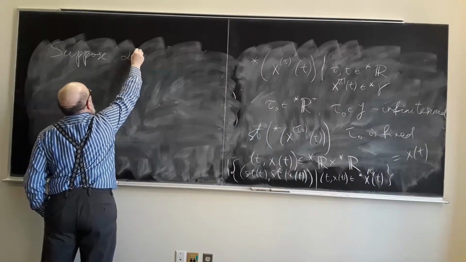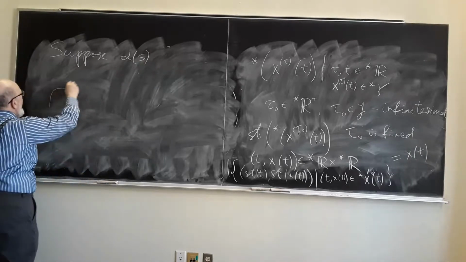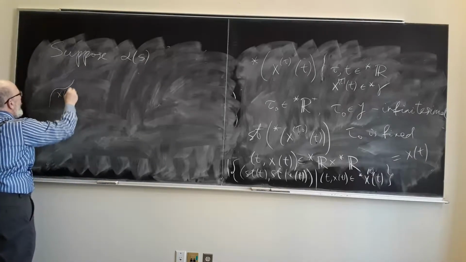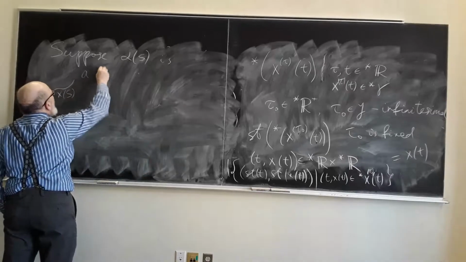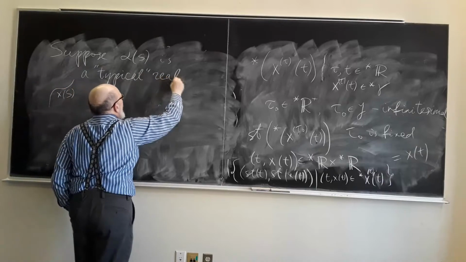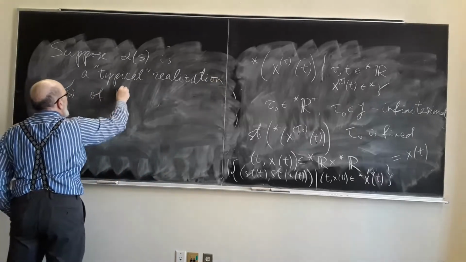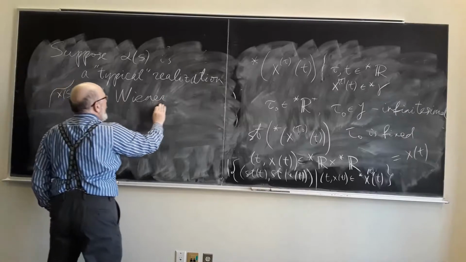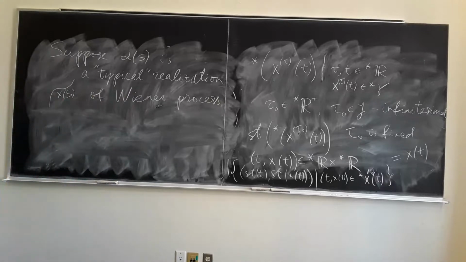The function alpha of S, S is a length parameter, x of S, is a typical realization of linear process. So, should I remind what is linear process?